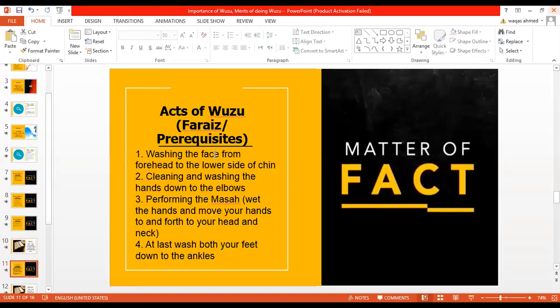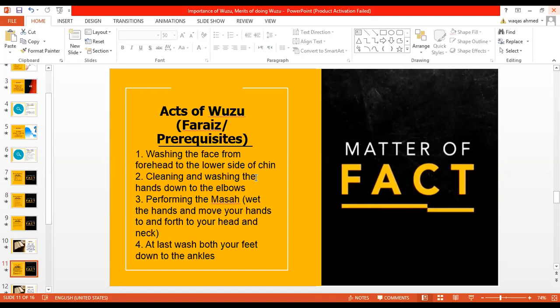Let's discuss in a detailed way a bit. So the first prerequisite of the wuzu is washing the face from the forehead to the lower side of the chin. Okay, you have to wash the face from the forehead. You know about the forehead? How many boys know about the forehead? Please raise your hands. Where is the forehead of a person? Okay, Jazakallah for the confirmation. So from the forehead to the lower side of the chin, it means that you have to wash your complete face.